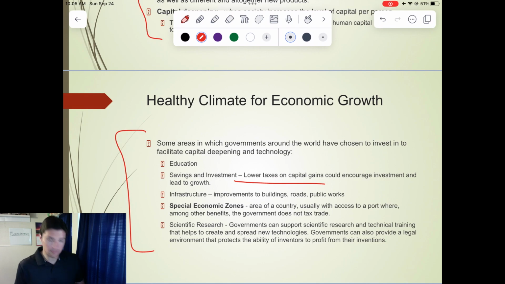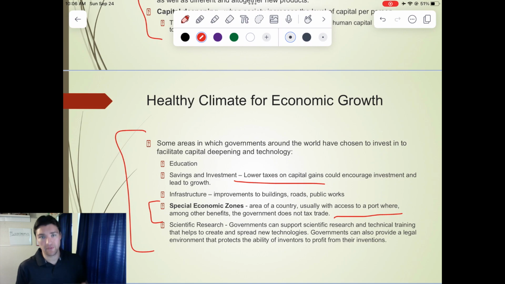The next one is infrastructure, right? Buildings and roads, public works, right? The better those things are, like if you can improve the quality of delivering water to someone's house, then you can save water, and that's going to save you a ton of money. Special economic zones, that's where certain countries, okay, will offer you free trade by going through them, okay? So it's usually an access to a port where basically the government does not tax trade. So you can go to this one country and then trade from there for free. You don't have to pay the extra tax for trading there. And that's great in terms of trying to send out your exports.